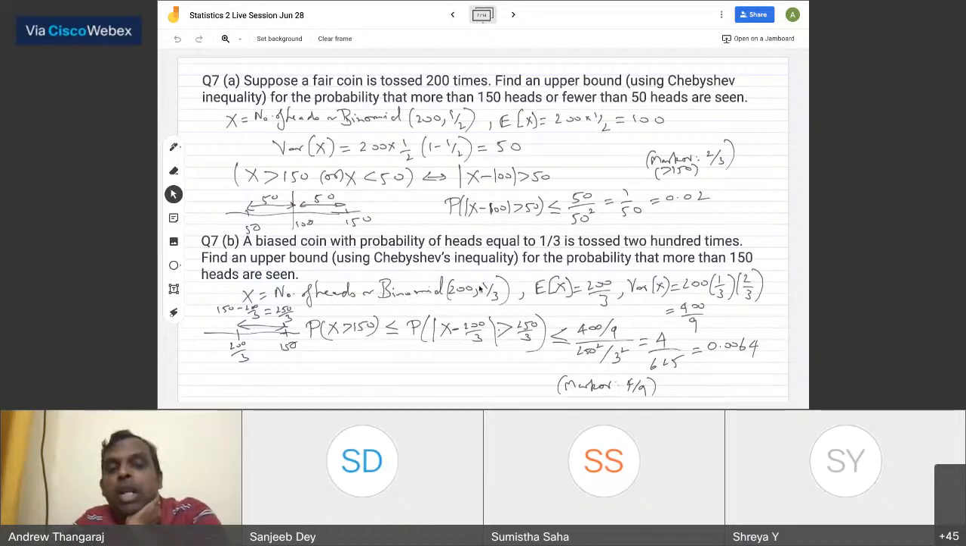This is binomial 200, 1 by 3. So expected value of x is 200 by 3. Variance is 200 into 1 by 3 into 2 by 3. It's 400 by 9. Okay.